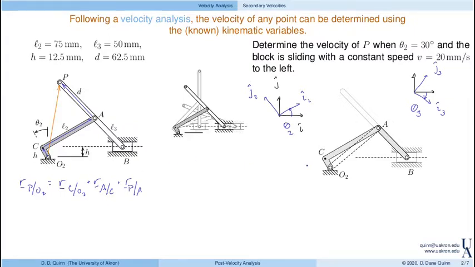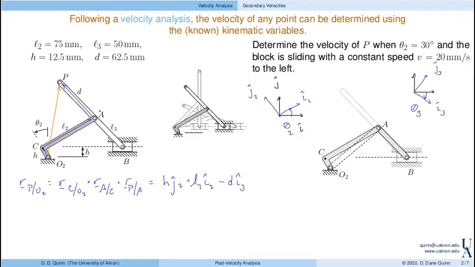So with these directions, the position of P with respect to O2 is, well, this is H in the J2 direction. H is the length of this short arm. It's also the difference between the ground and the slider action. And then we'll go out L2 in the I2 direction. And then finally, the vector from A to P is actually in the minus I3 direction with a distance d. So that's going to be minus d in the I3 direction.